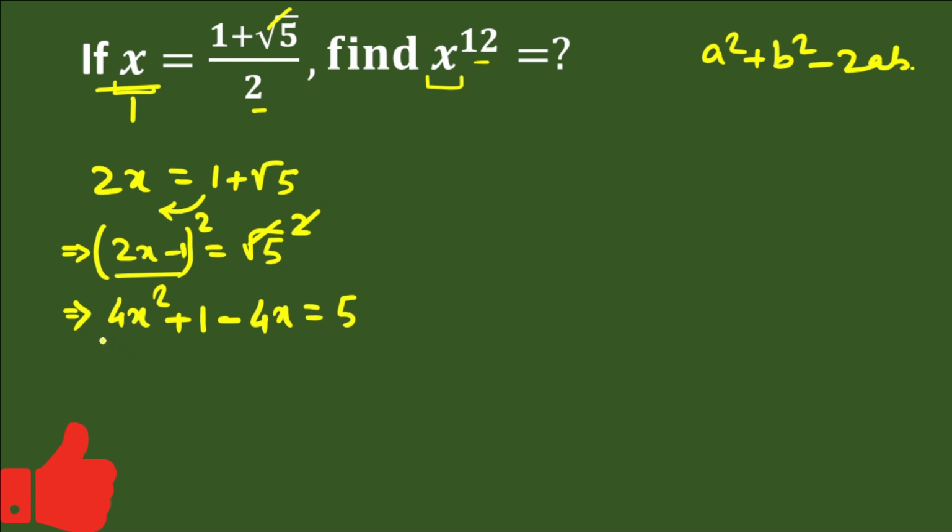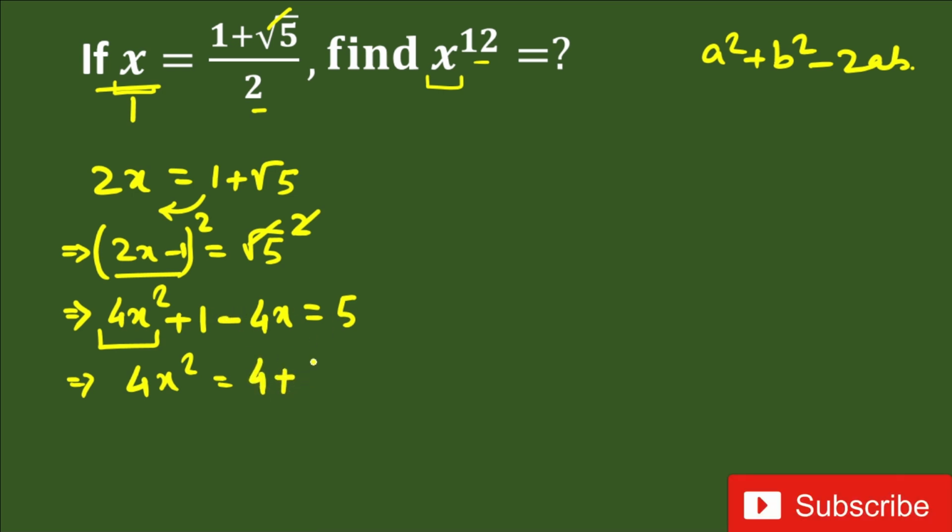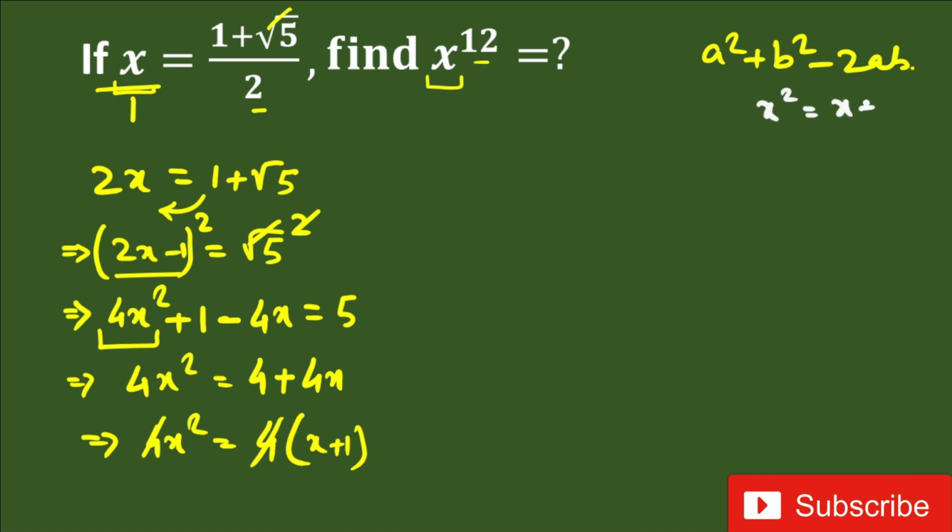Now from here we'll calculate the value of x square. 4x square will be 5 minus 1, which is 4, and minus becomes plus, so it is plus 4x. Now from here we'll calculate the x square value. It is 4x square, and we can take 4 common from these two, so it will be 4 times (x plus 1). Here 4 and 4 will cancel. So here we have calculated the value of x square, which is x plus 1.